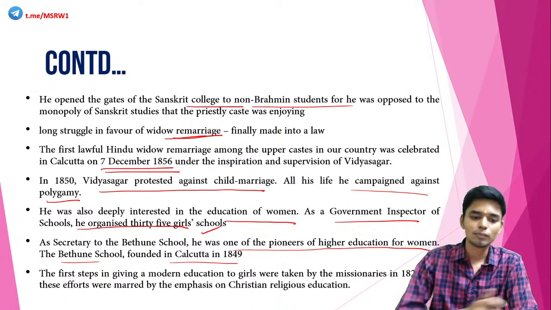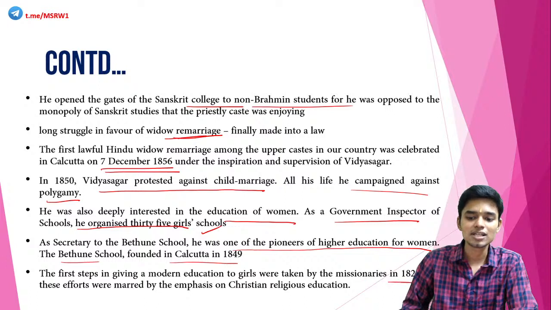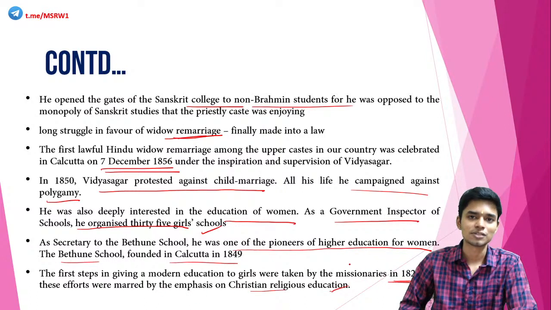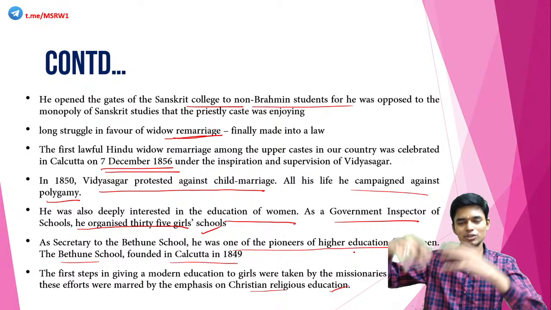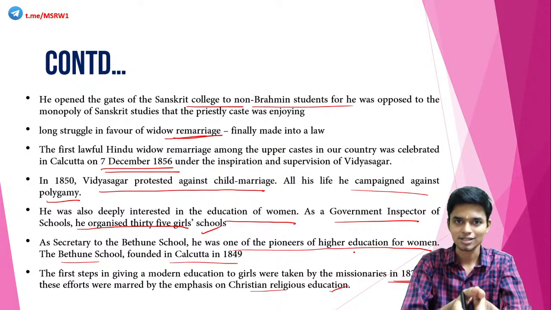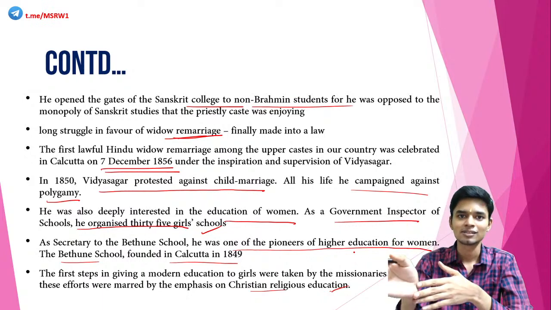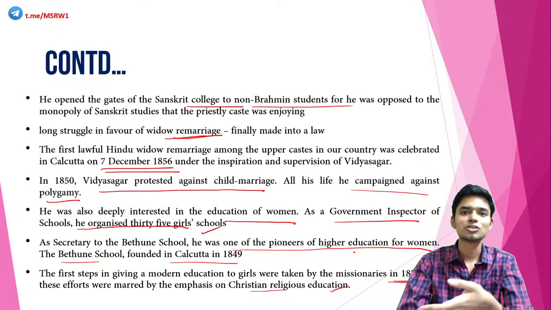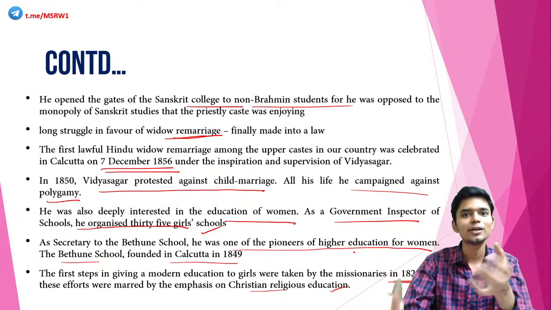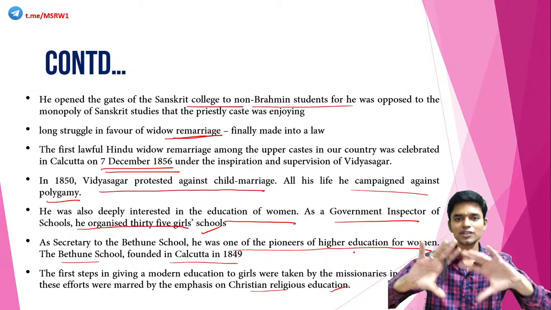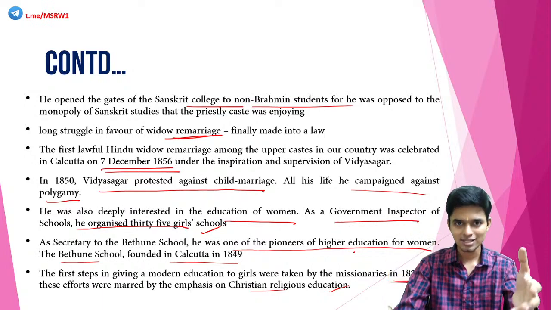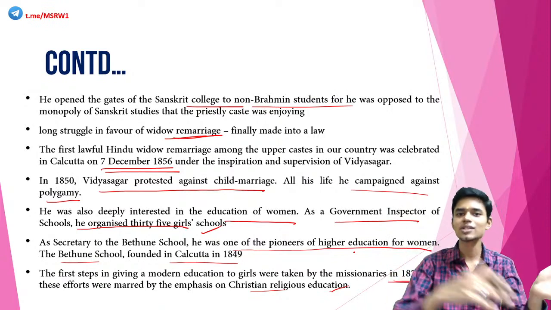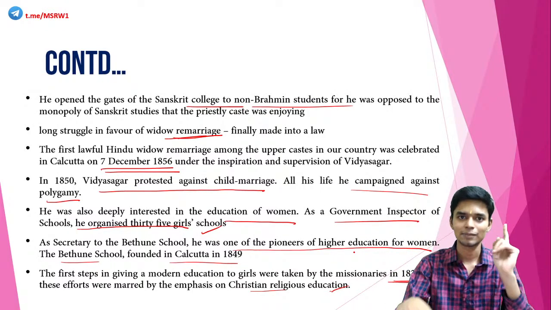The first step towards modern education for girls was taken by the missionaries in 1821, but these efforts were marred by the emphasis on Christian religious education. The first steps to educate girls were not actually taken by Indians at all. They were taken by the Christian missionaries. The only problem with that is that rather than giving a secular education, this was more to influence them into Christianity. The kind of education provided was more or less secular, but the ultimate objective of that education was to convert that person to Christianity. That was the drawback at that time.